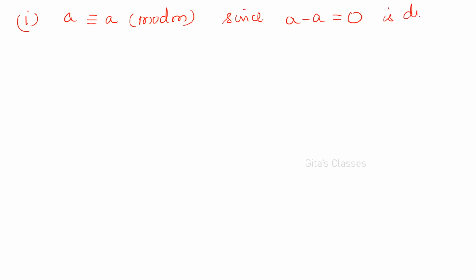First, we have to prove that it is reflexive. You know that A is congruent to A mod m. When will you say that A is congruent to A mod m? Because A minus A is 0, right? Since A minus A is equal to 0, it is divisible by m. It is obvious, isn't it? Therefore, the congruence relation is reflexive.